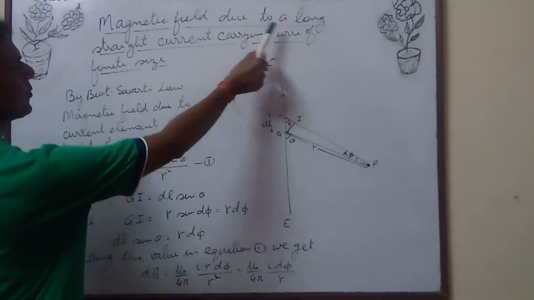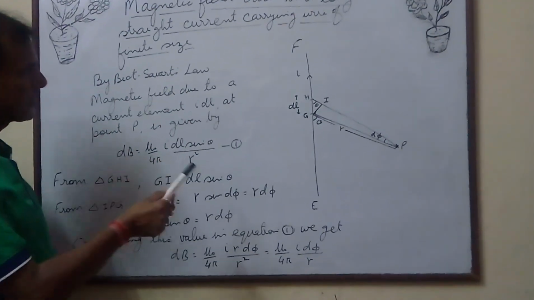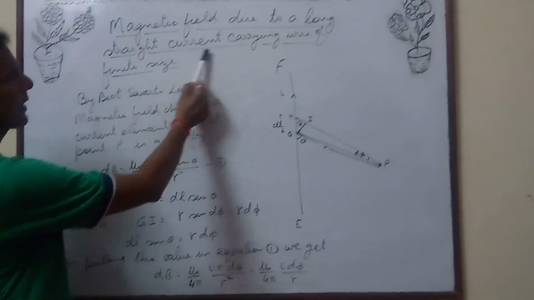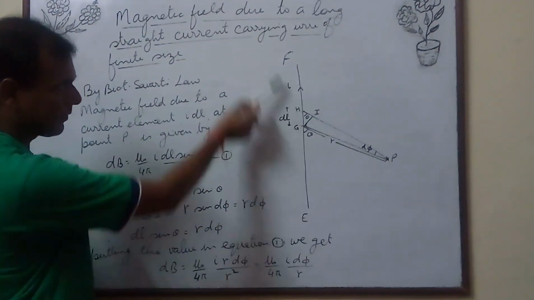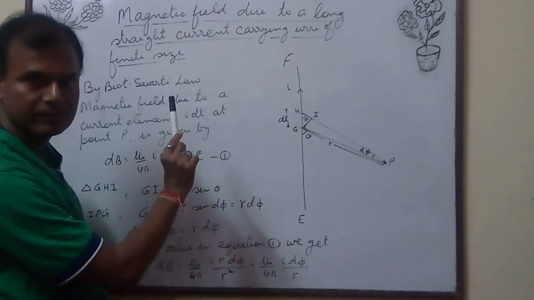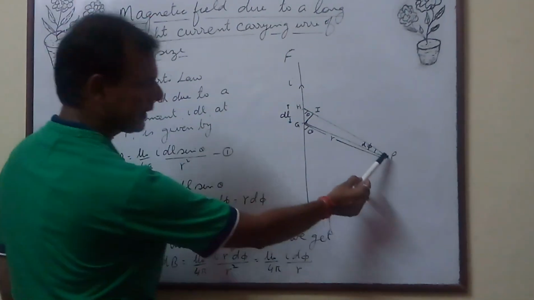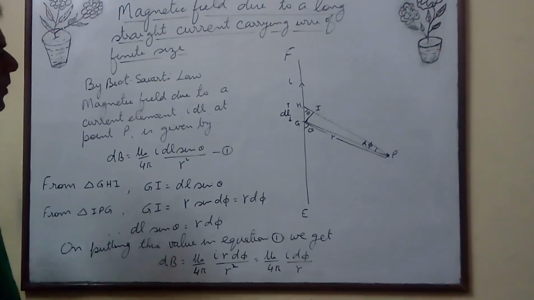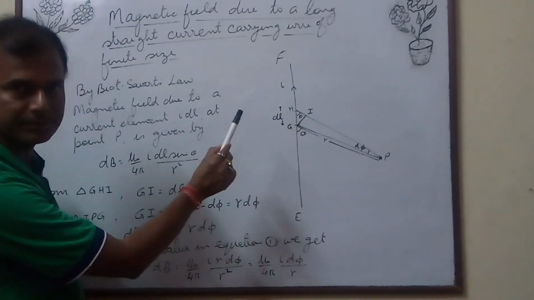Magnetic field due to a long straight current carrying wire of finite size. Now we will see the derivation of magnetic field produced due to a long straight current carrying wire of finite size. Let EF be a long straight current carrying wire having current I. So because of this wire EF, we will be finding out magnetic field at point P by Biot-Savart law. Now, I have taken a small length dl. GH is a small length of length dl.